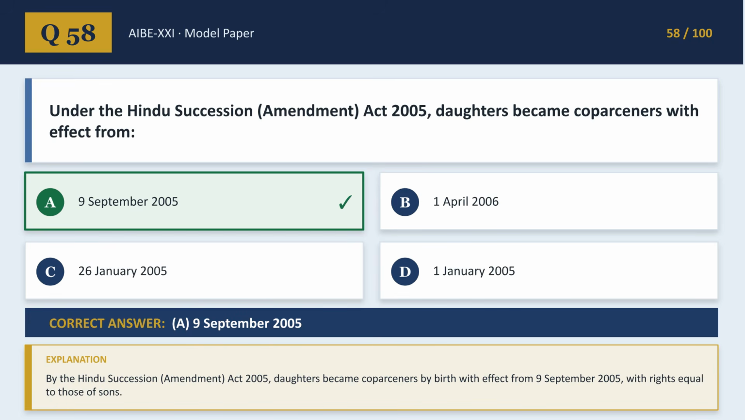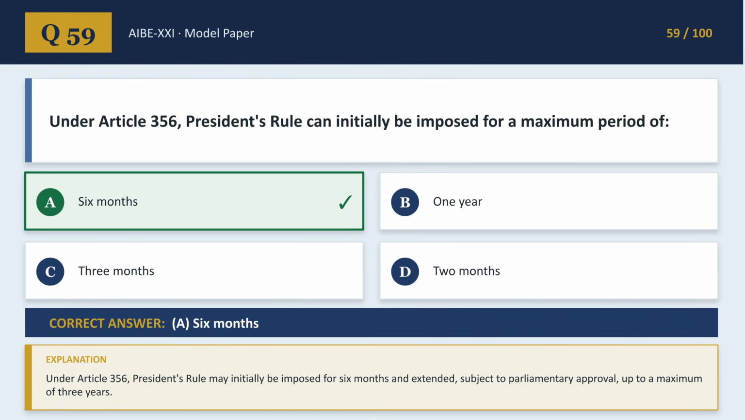By the Hindu Succession Amendment Act 2005, daughters became co-parceners by birth with effect from the 9th of September 2005. This grants them rights equal to those of sons. Under Article 356, President's rule can initially be imposed for a maximum period of 6 months. This rule can be extended, subject to parliamentary approval, up to a maximum of 3 years.